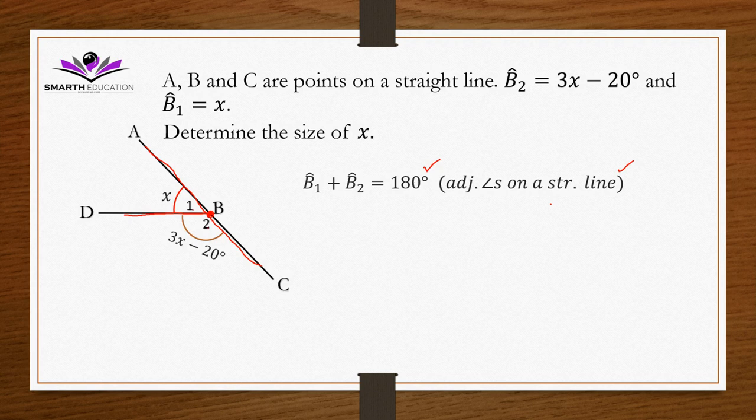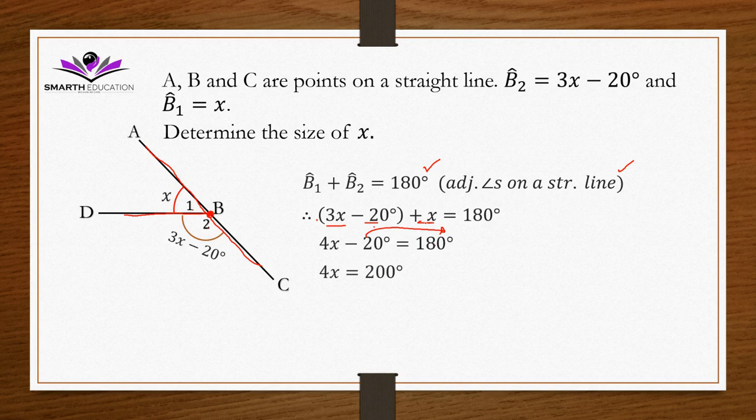Let's substitute our B1 and B2. B1 is x, and B2 is 3x minus 20. What is the coefficient of this bracket here? It is 1. Remember, 1 does not change anything when you are removing the brackets, when you are expanding. So it remains as 3x minus 20 plus x. And then 3x plus x is 4x minus 20 degrees is equal to 180 degrees. And then you can transpose, and the negative 20 on this side becomes positive 20. And 180 plus 20 is 200.